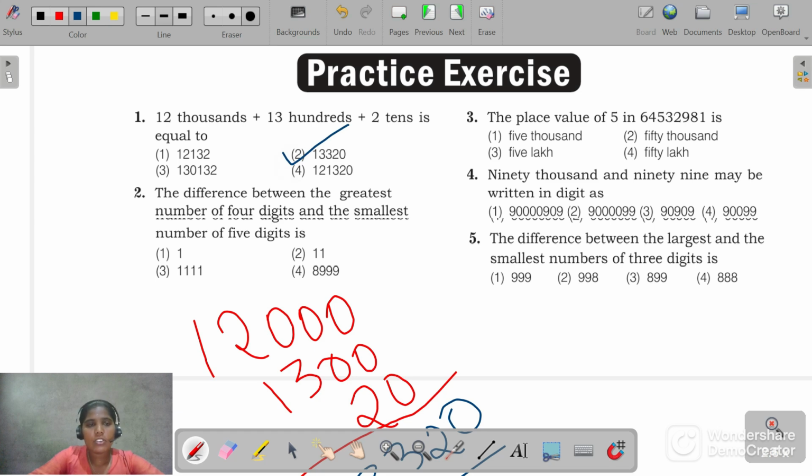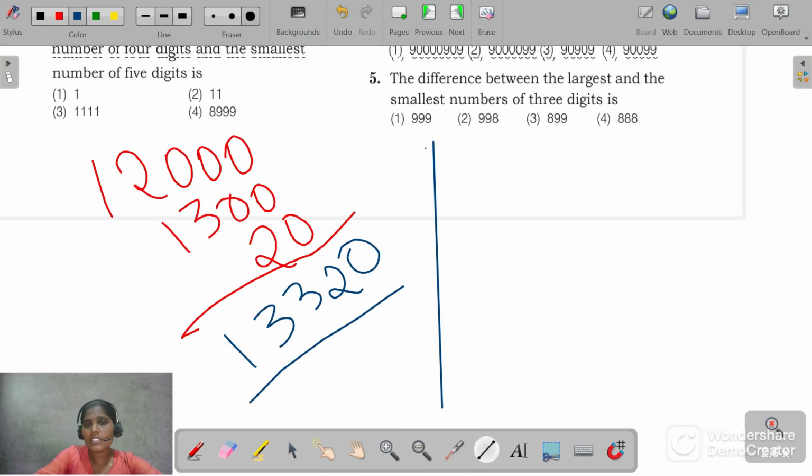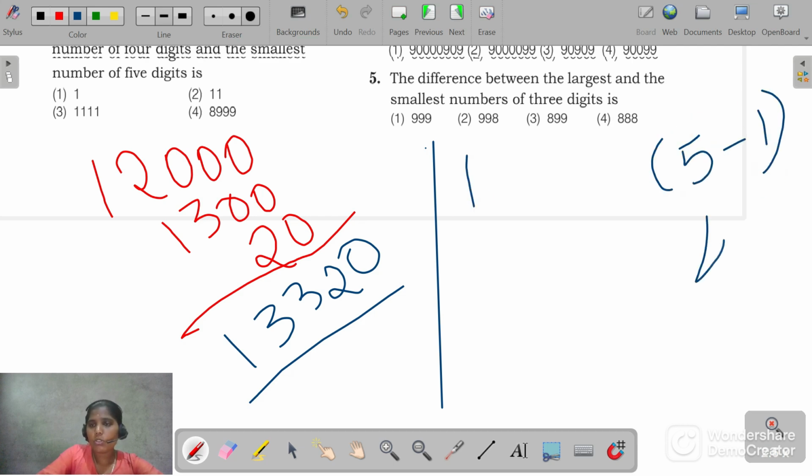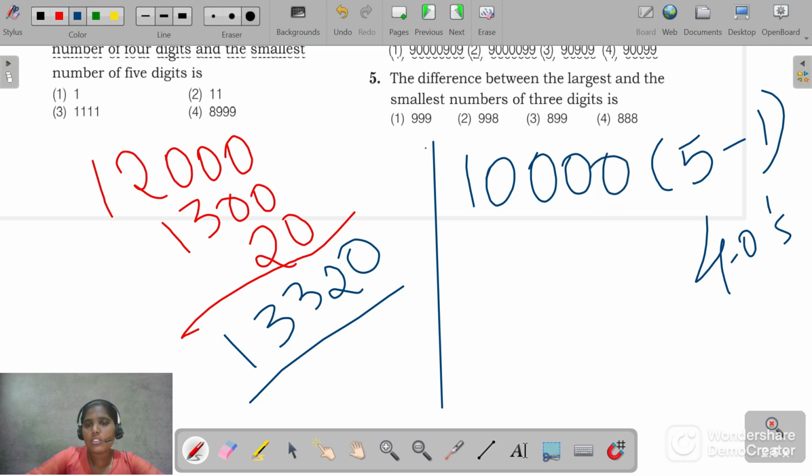Let's move to the second question: the difference between the greatest number of 4 digit and the smallest number of 5 digit. In the smallest 5 digit number, first we write 1. Then 5 minus 1 is 4, so there will be 4 zeros followed by 1. So 10,000 is the smallest 5 digit number, and they asked for the greatest 4 digit number. The greatest 4 digit number is 9 four times. I'm writing it down.